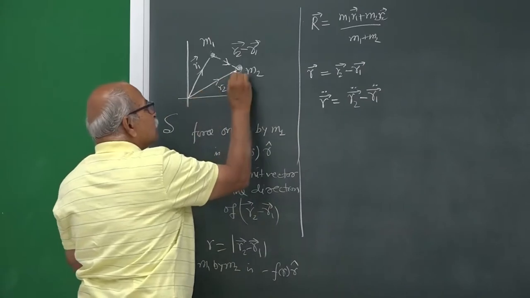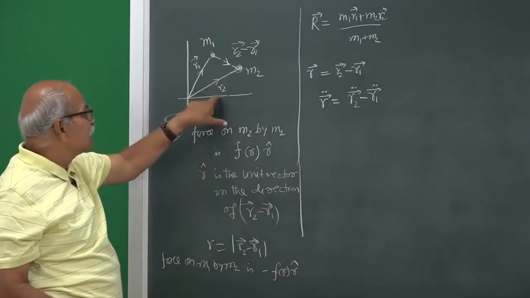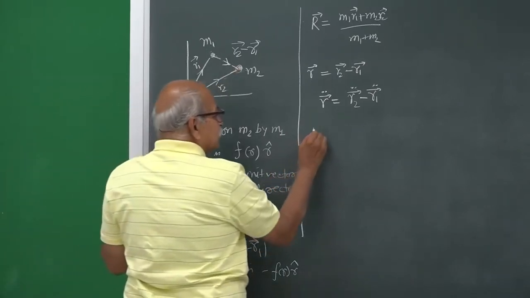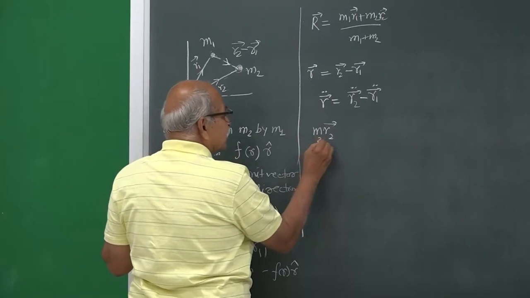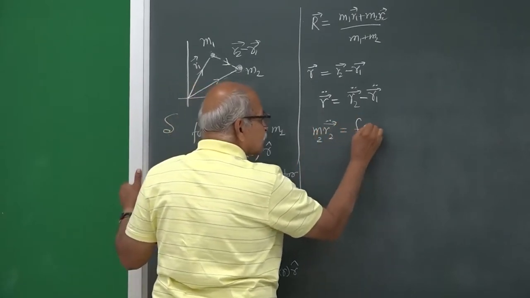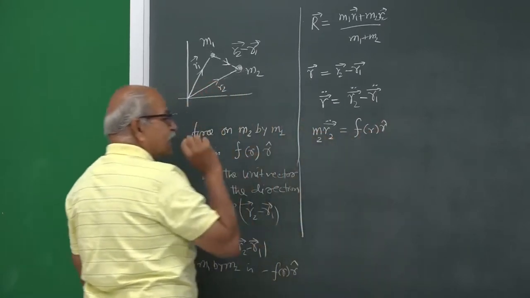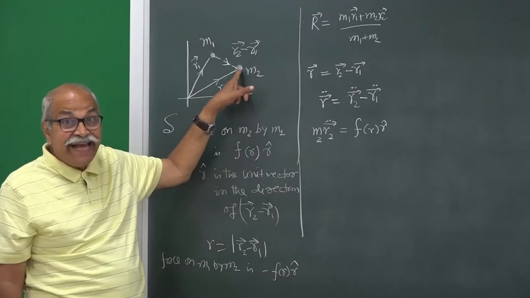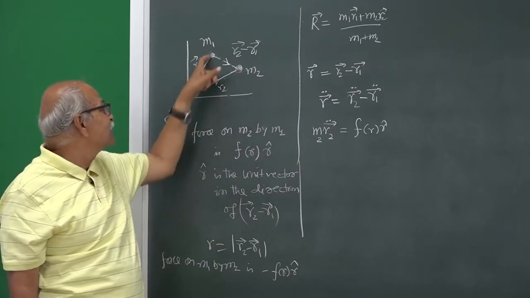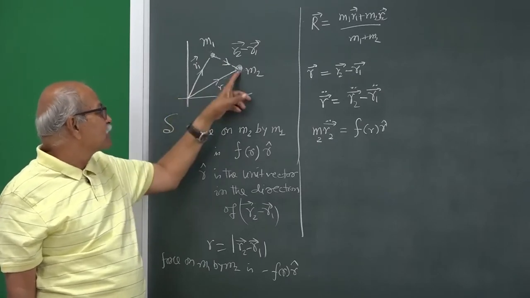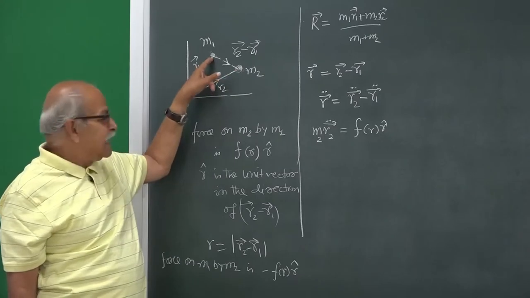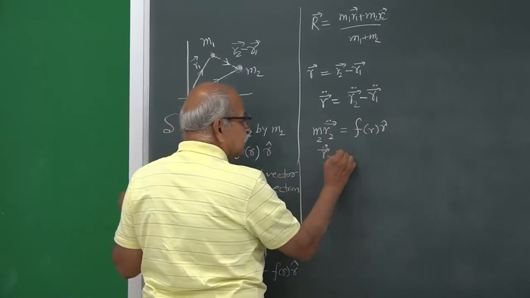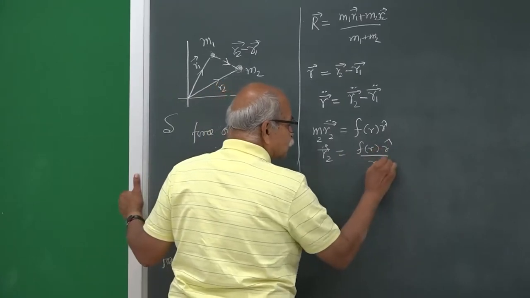r2 is measured in an inertial frame, so r2 double dot is the acceleration of this particle as seen from the inertial frame, and that will be force divided by mass. So m2 times r2 double dot, mass m2 into the acceleration of the second particle in an inertial frame of reference, because r1 and r2 are measured from this inertial frame, should be equal to the force on it. And the force on it is only because of m1, and that is Fr r cap. So r2 double dot is Fr r cap divided by m2.